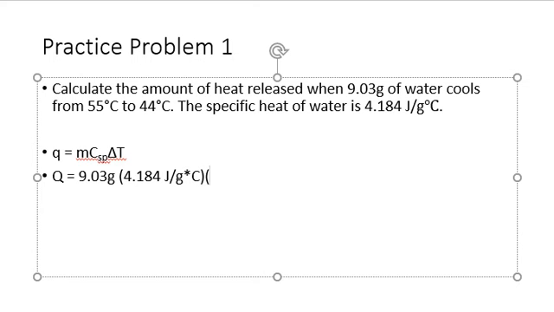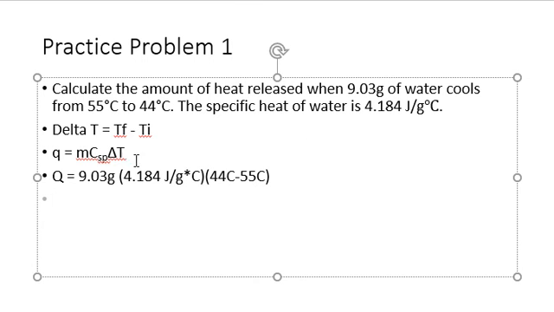Like I said, pretend that that's a degree sign. And we calculate our change in temperature as delta T is equal to the final temperature minus the initial temperature, right? So here's our final, here's our initial. These are in Celsius.